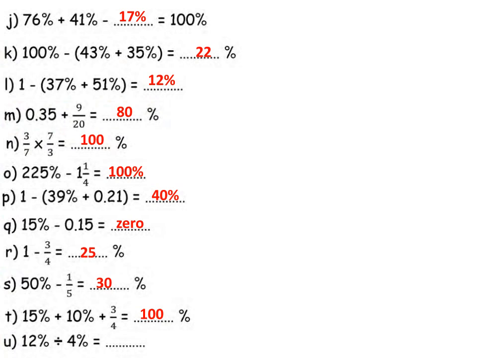Exercise letter U, 12% divided by 4%. We usually divide the two numbers: 12 divided by 4 equals 3. We can cancel the percent sign with the percent sign, so it remains 3. So 12% divided by 4% equals 3, not 3%.